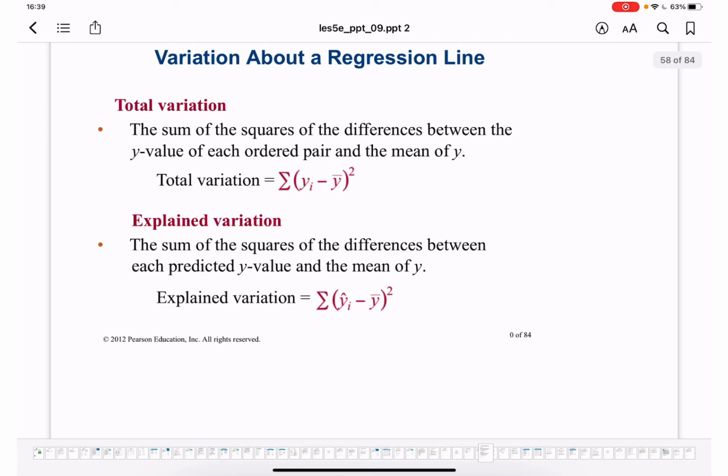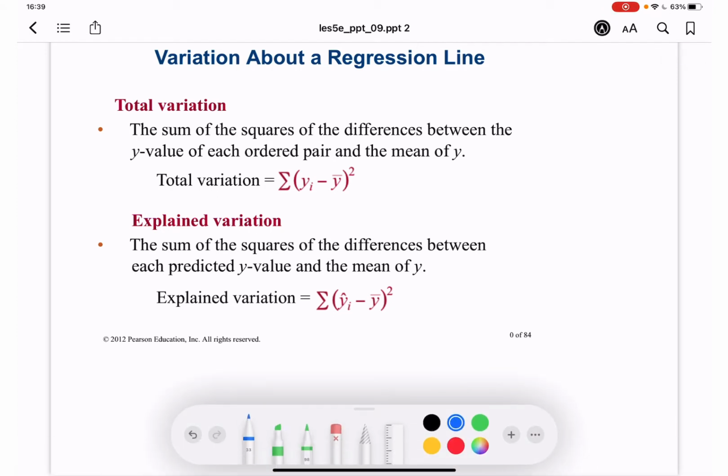So total variation, the word total, we take the variation, which is a difference between y value and average, right? The mean of y, and we summarize and square. It's a sum of squares. It's going to be total variation.